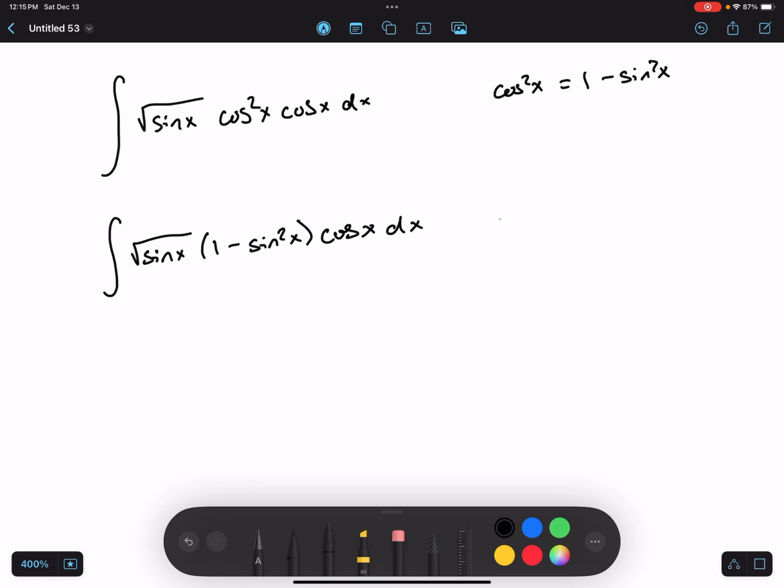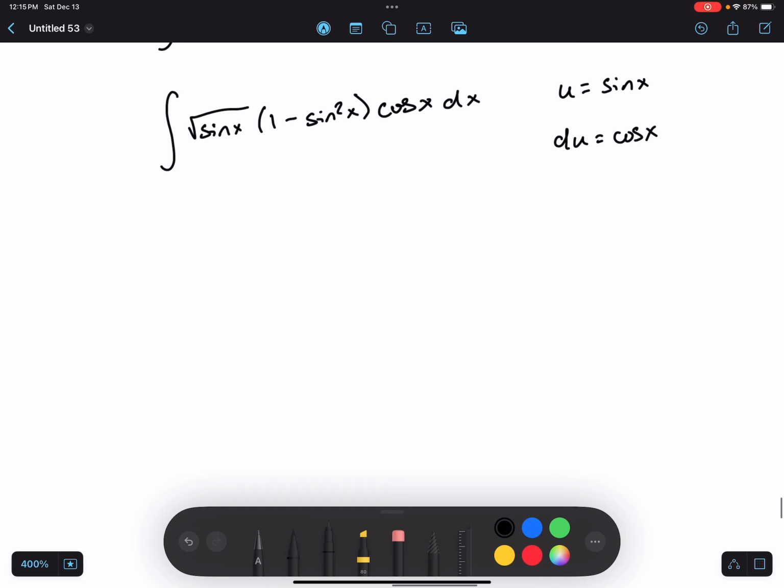So what we can do is let u equal sine x. The derivative of u, in this case, is cosine x, and then we can plug that into our integrand. So we'll have the integral of the square root of u times 1 minus u squared du.